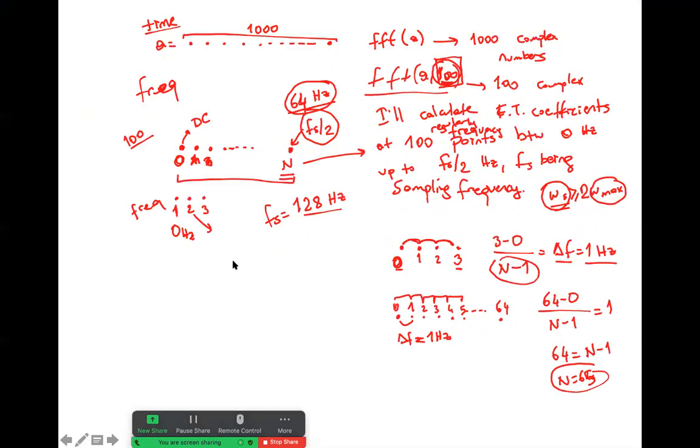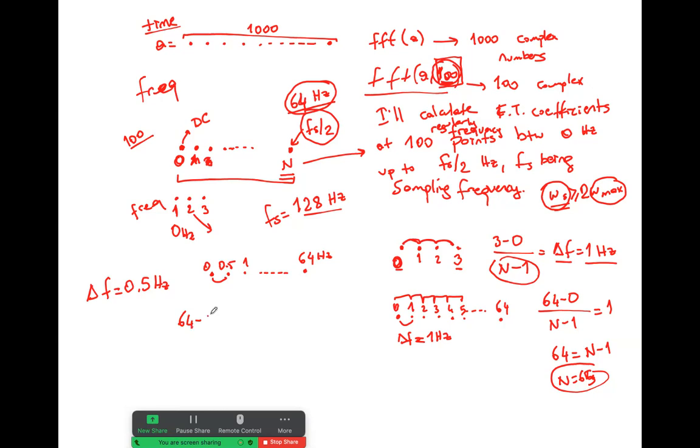If I want a delta F of 0.5 hertz, how many numbers should I calculate my FFT over? Now I have 0, 0.5 hertz, 1 hertz, going like that, and my final value is 64 hertz. What is my delta F? 0.5.